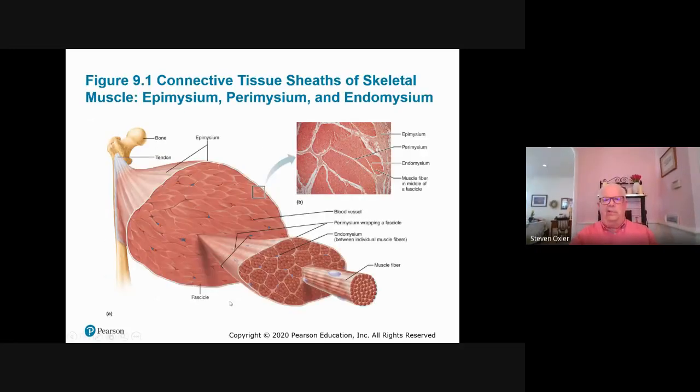Here it is. Okay, here's the epimysium. It covers the entire muscle. Here is the perimysium. It covers a group of muscles. And here is the endomysium, which covers one fiber itself. Okay?